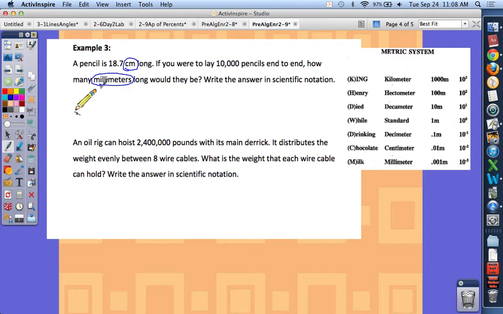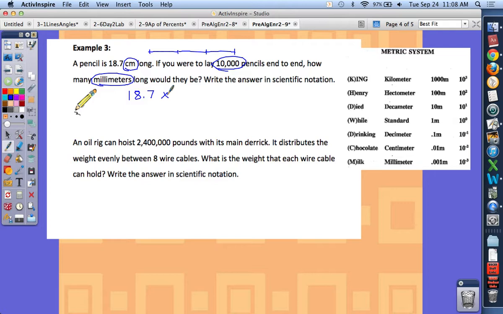You have multiple pencils in a row. So you'd be lining up one pencil end to end, then another pencil right next to it, and another pencil right next to it, for 10,000 of them. So that's a lot. Take the length of each pencil, and we would want to multiply that by the 10,000, right?